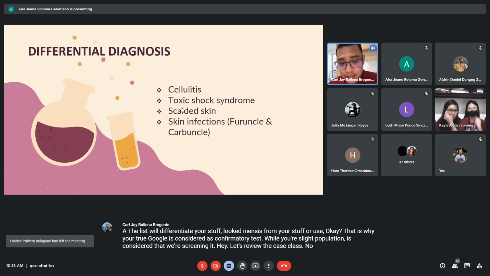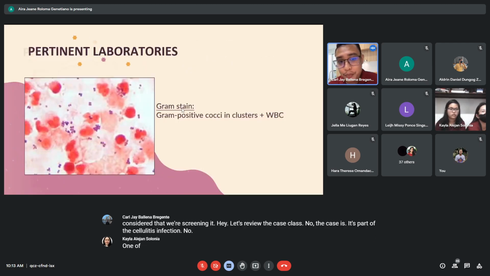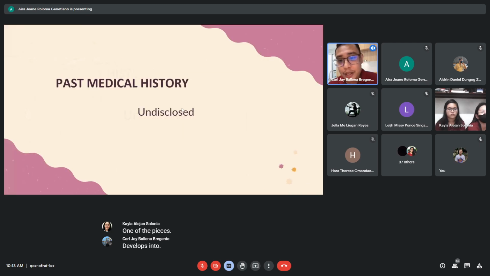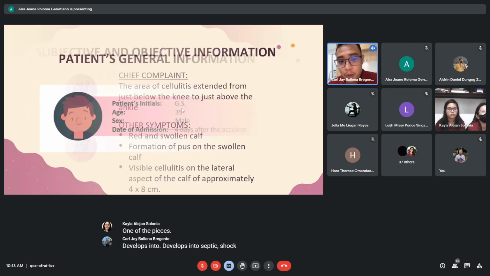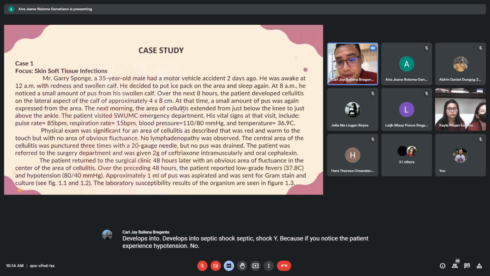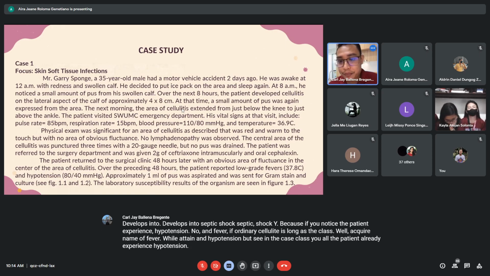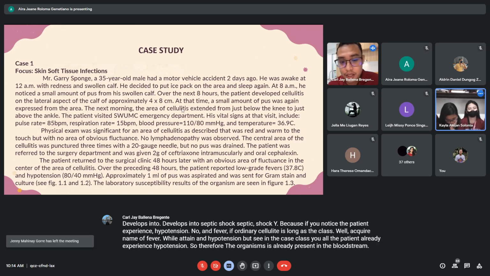The case started with a cellulitis infection. It develops into septic shock. Why? Because if you notice, the patient experienced hypotension and fever. If it were ordinary cellulitis, class, you would not have fever or hypotension. But in the case, the patient already experienced hypotension. So therefore, the organism is already present in the blood stream. Okay, so next slide, please.